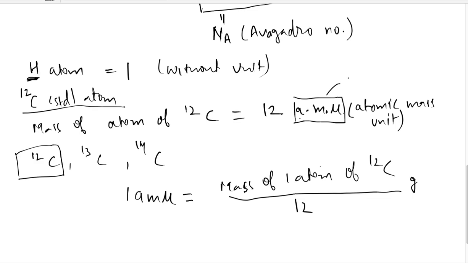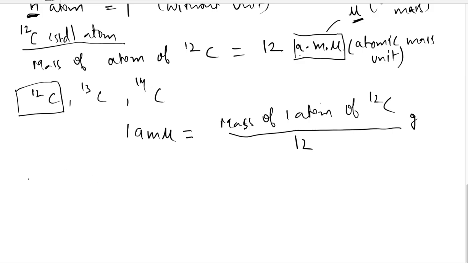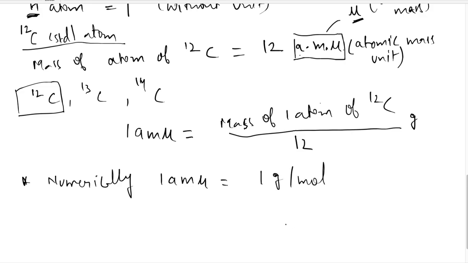Okay, and another thing that I would like to point out here is, nowadays we don't use the term AMU, rather we also call it U, that is unified mass. Okay, so if you hear this term, don't get confused, it is the same as AMU. Okay, all right. So another thing that you need to remember is, numerically 1 AMU is the same as 1 gram per mole. And this is the unit of atomic mass.